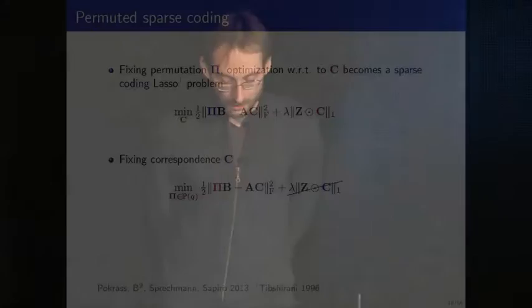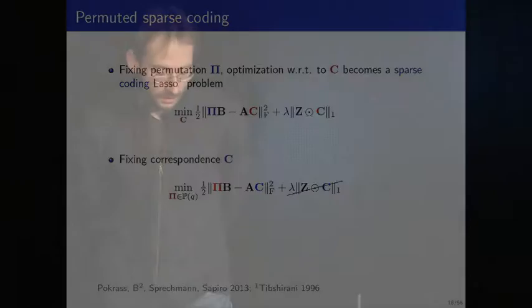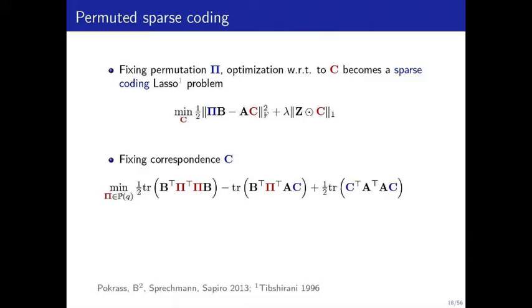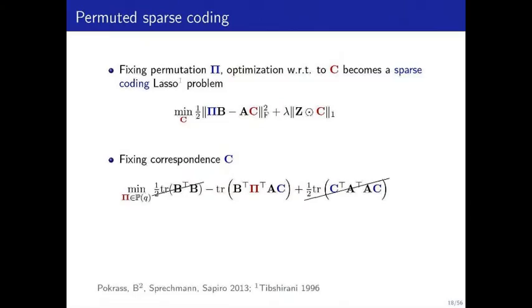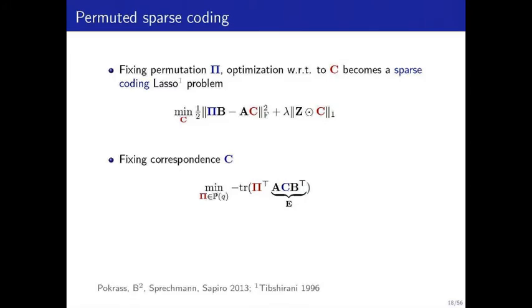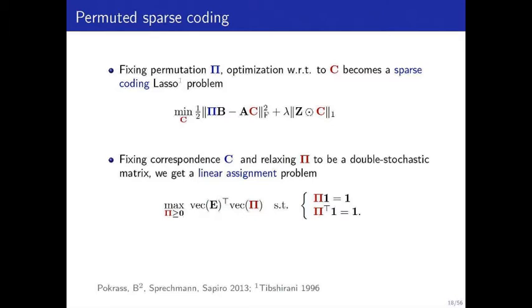Okay. Now if we assume that C is given, let's see what we get. If we get rid of the constant terms with respect to pi, our permutation, and if we write explicitly this norm, the first term looks quadratic, but actually it's constant, because pi transpose pi, being a permutation, is an orthogonal matrix, so it goes away. Get rid also of the constant term, and we get something that looks like a linear assignment problem. There are also standard ways of solving linear assignment problems, and usually we relax pi to be a doubly stochastic matrix, so it has sums of columns and rows equal to 1, and non-negative elements. And again, this is a classical problem that has very efficient and very simple solutions.